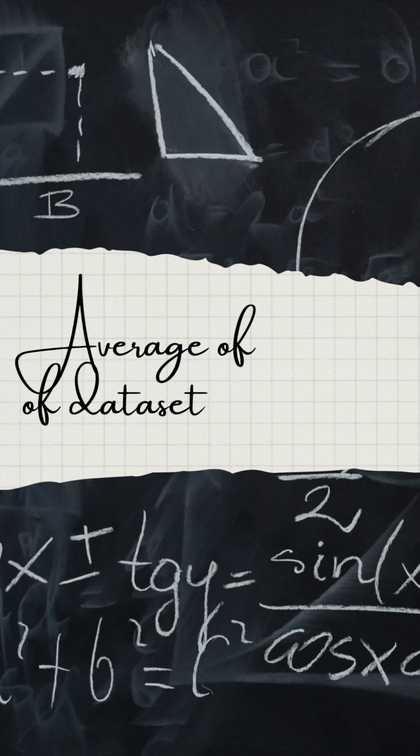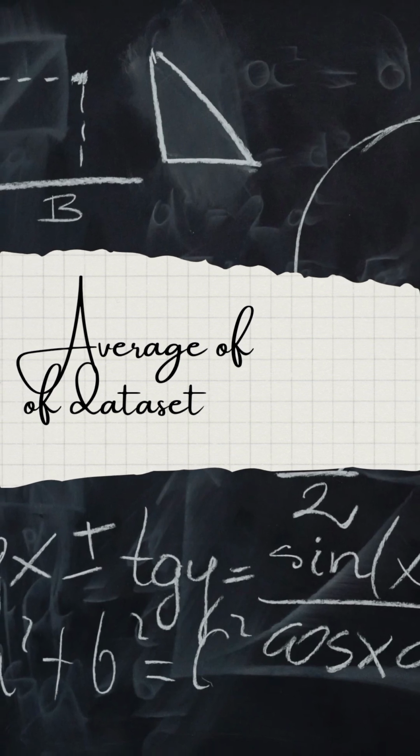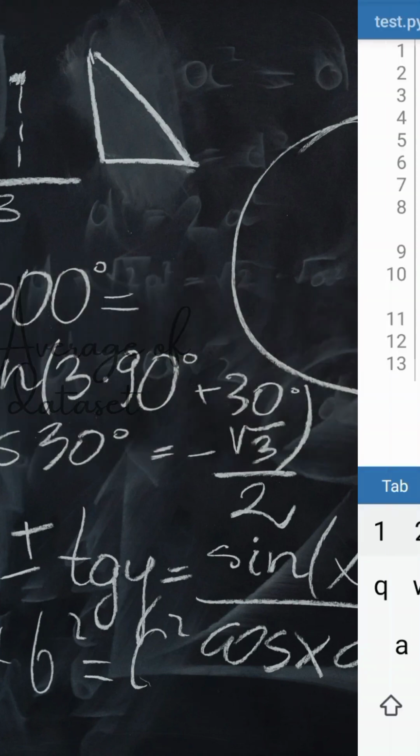In today's video, we'll be looking at how to calculate the average of a data set based on grouping. That is, we're grouping the data set and calculating the mean, that is the average, of each group of the data set.